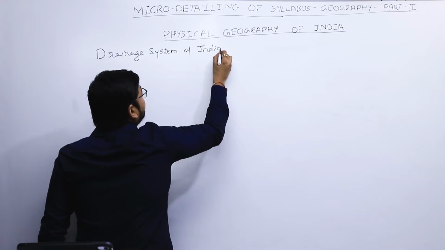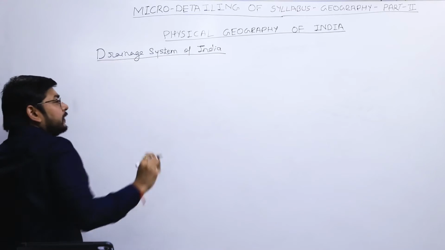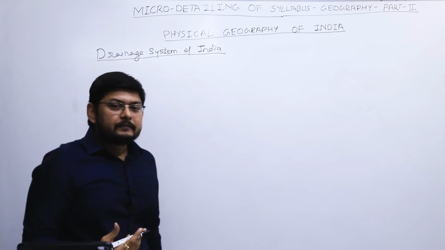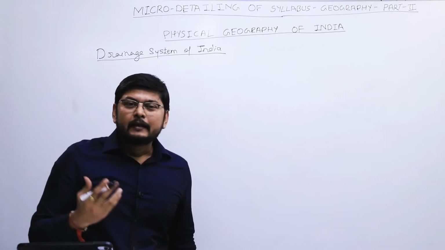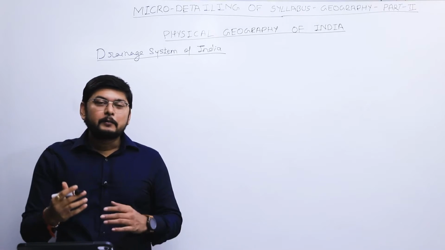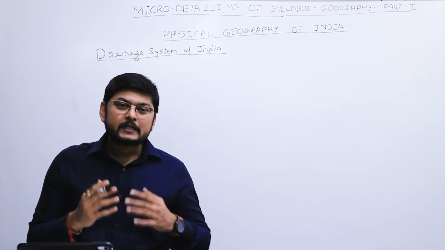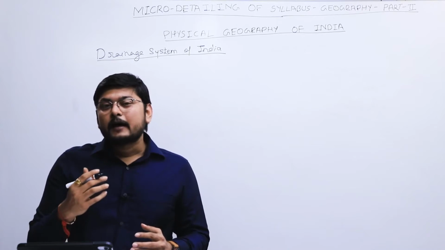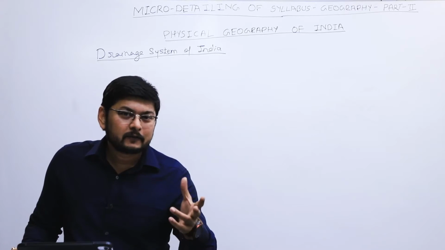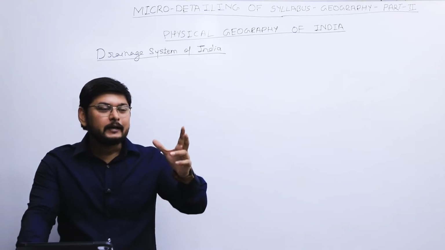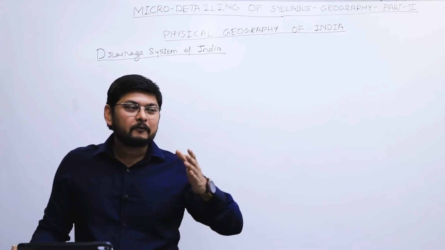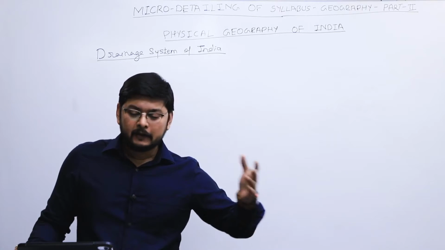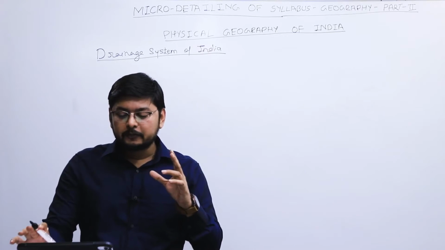Drainage system of India. What is drainage system? It is just the number of rivers which are flowing through a region. First thing, the number of rivers which are flowing in a set pattern. This set pattern can be different, one river can have a different pattern from another river. So this pattern also needs to be studied.